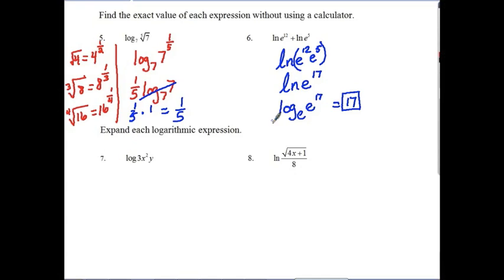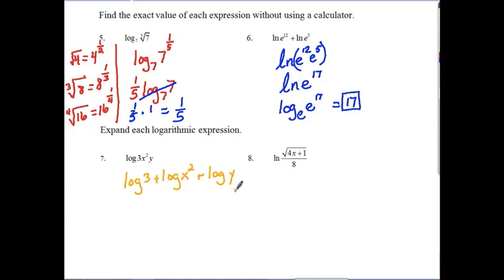So let's go down here to example number 7 and 8 now, where we are looking at expanding each log expression. This is where we're really going to use those properties we talked about before, with the product and the quotient and that power, or the exponent one. Okay. So log, now remember, if there's no base number, that's understood to be a 10 there. So log base 10 of 3x squared y. All these guys are being multiplied together, so multiply would change into adding: log of 3 plus log of x squared plus log of y.